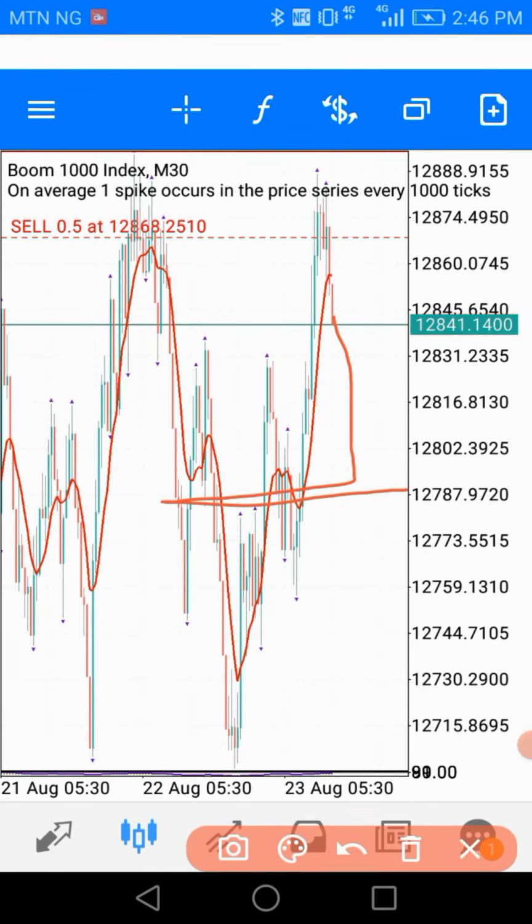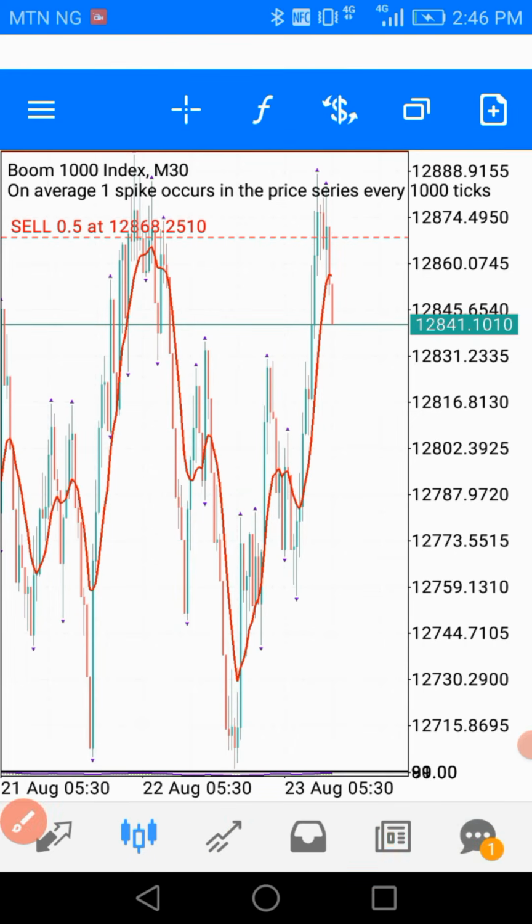And don't forget that I said it's one of the most respected or obeyed classic patterns on boom and crash. You just have to identify a valid one just like this, and then you are good to go.